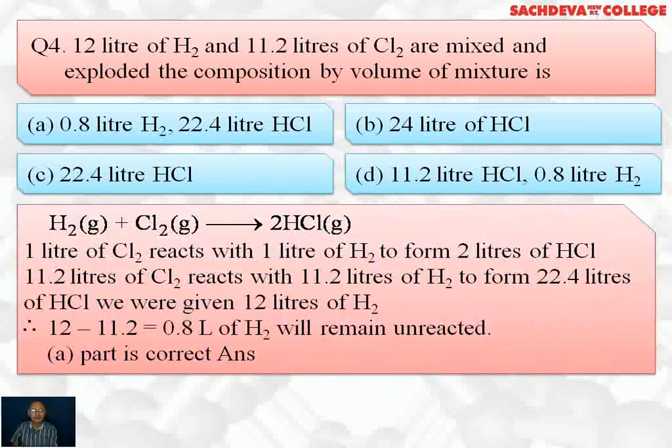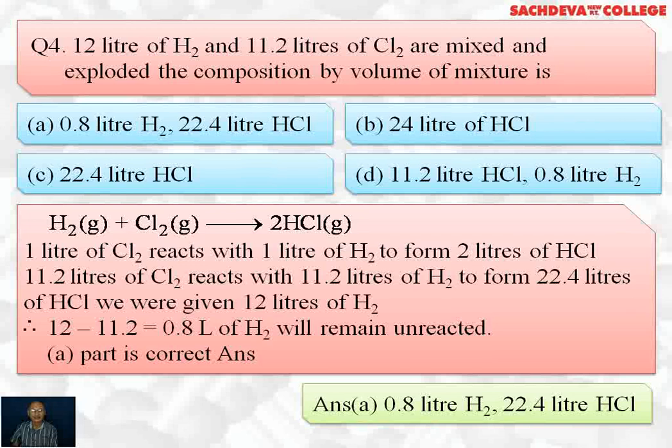First we write the balanced equation. H2 gas + Cl2 gas gives 2 HCl gas. 1 liter of chlorine reacts with 1 liter of hydrogen to form 2 liters of HCl. 11.2 liters of chlorine will react with 11.2 liters of hydrogen to form 22.4 liters of HCl. But we are given 12 liters of hydrogen. So out of 12 liters, only 11.2 liters will react and 0.8 liters of hydrogen will remain unreacted. So A part is the correct answer: 0.8 liters of hydrogen left and 22.4 liters of HCl formed.